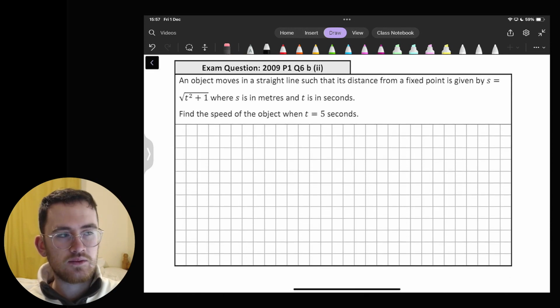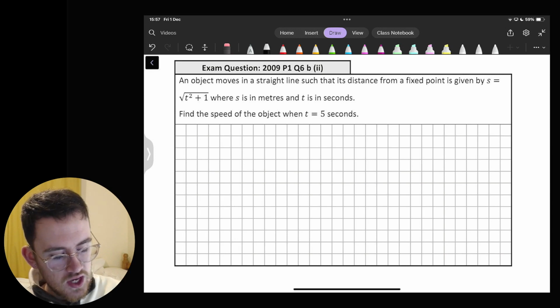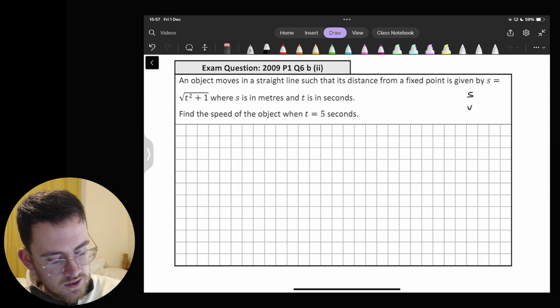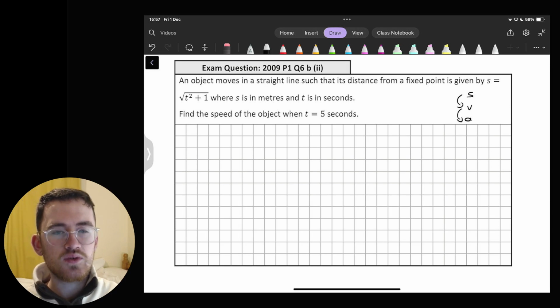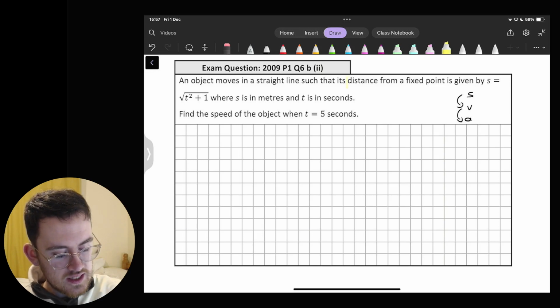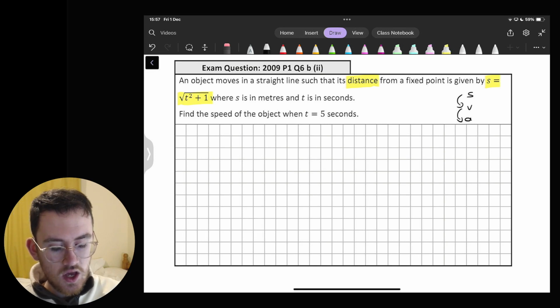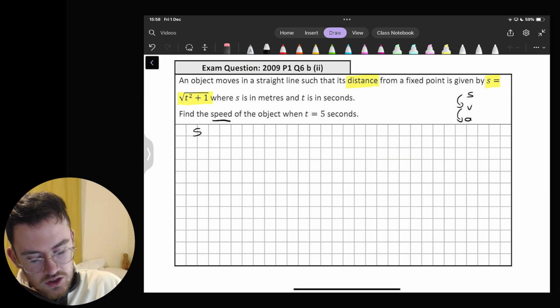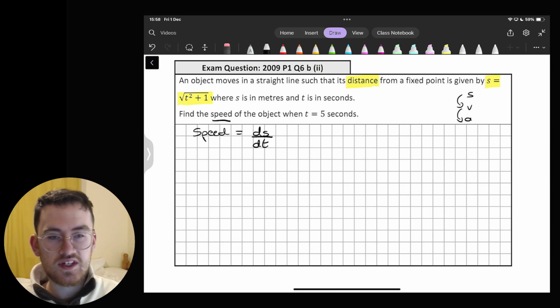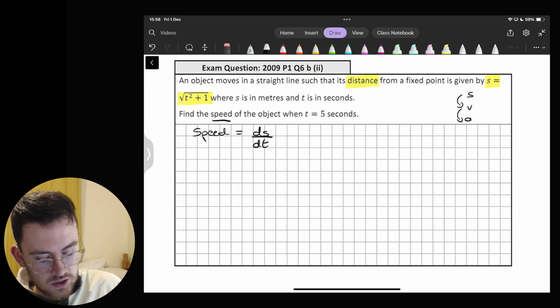So if we look now at one of these exam questions, we're starting with one from 2009. Fairly old exam question here. Let's bear in mind we have displacement, velocity, and acceleration, and we know that to go from one to the other, we would be differentiating. Given that the object moves in a straight line such that its distance from a fixed point is given by this formula, where s is in meters and t is in seconds, we're asked to find the speed of the object. And we should know that speed is equal to the derivative of displacement. So if I differentiate my displacement, I will get the speed of the object. Let's work out that derivative then.